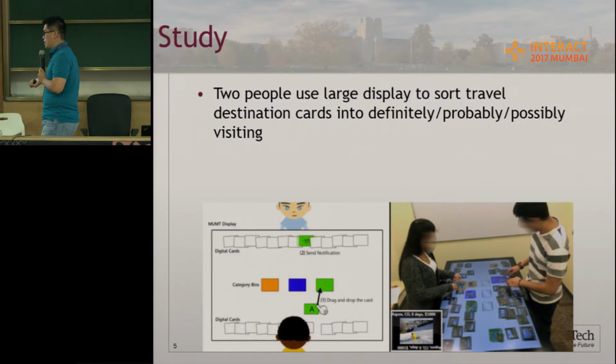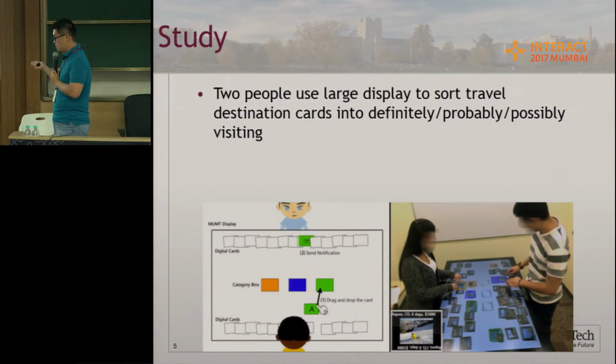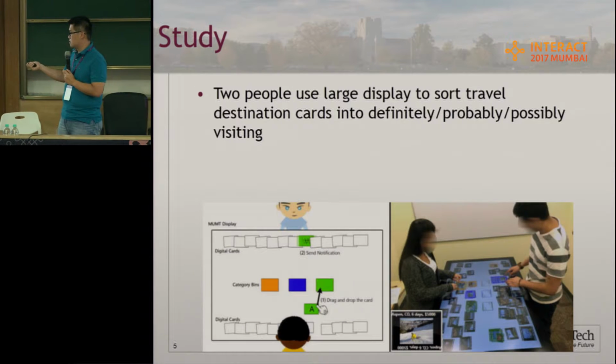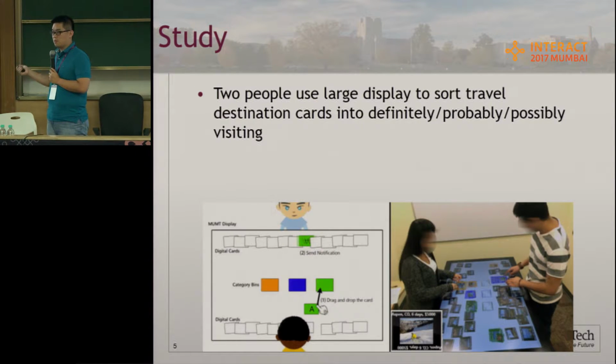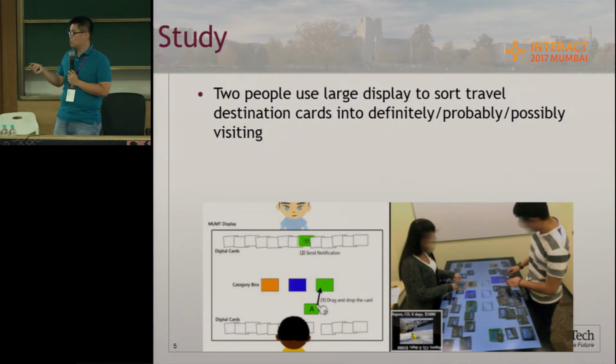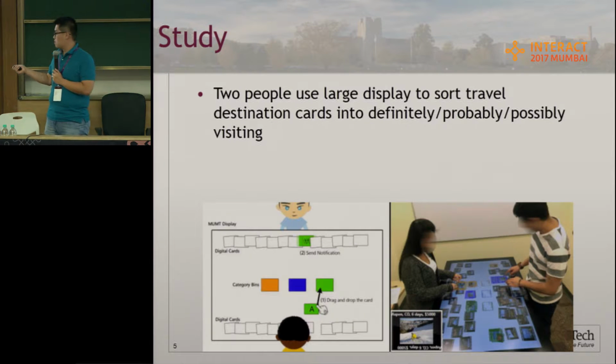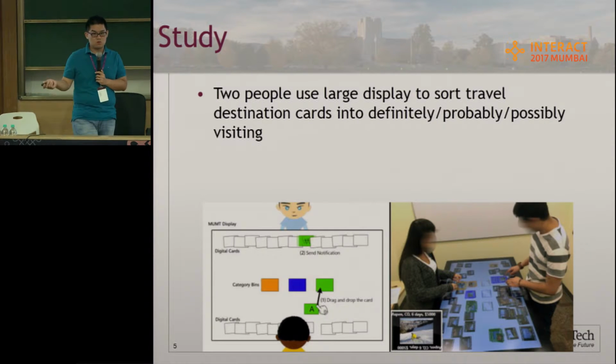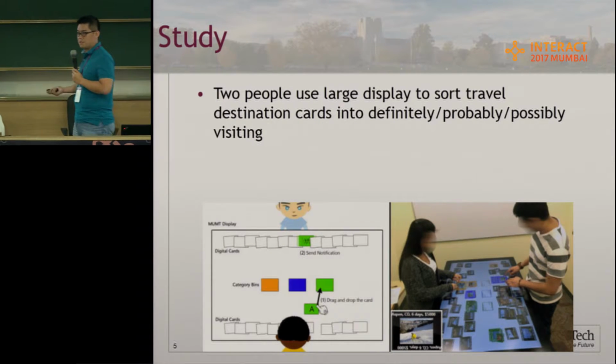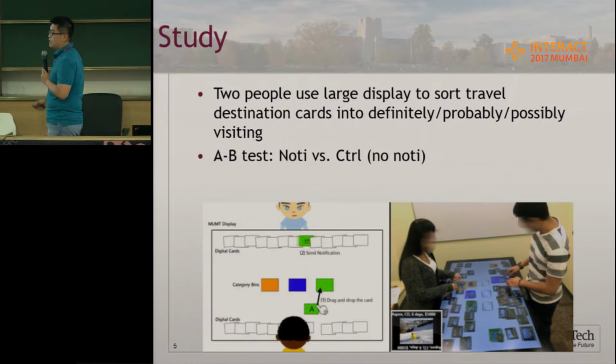Based on that information, we provide 36 different destinations, the same set of cards on two sides of the display, and we ask them to sort them into definitely, probably, and possibly visits by dragging and dropping them to the corresponding sorting boxes. The boxes are put in the center of the display, and they are trying to sort out those cards. So it's basically a sorting task. And we did an A/B test.